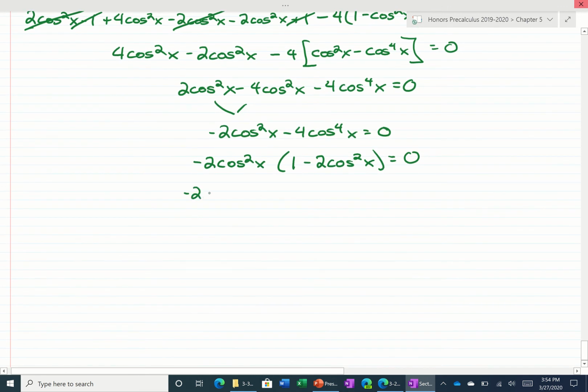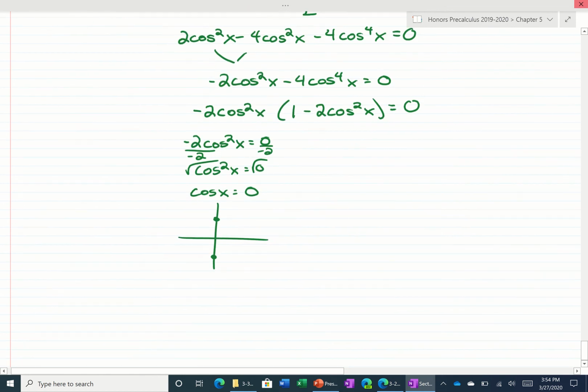When is negative 2 cosine squared of x equal to 0? Or when is cosine squared of x equal to 0 if we divide both sides by negative 2? If we take the square root, we get plus or minus 0. When is cosine of x 0? The x value, right here at 90 and right here at 270. So 90 degrees and 270. All right. So there's a light at the end of the tunnel. We're almost there.